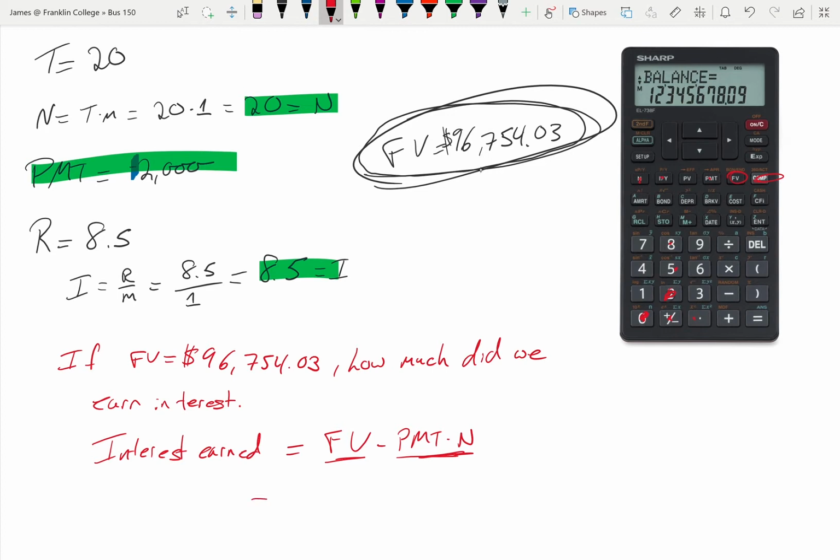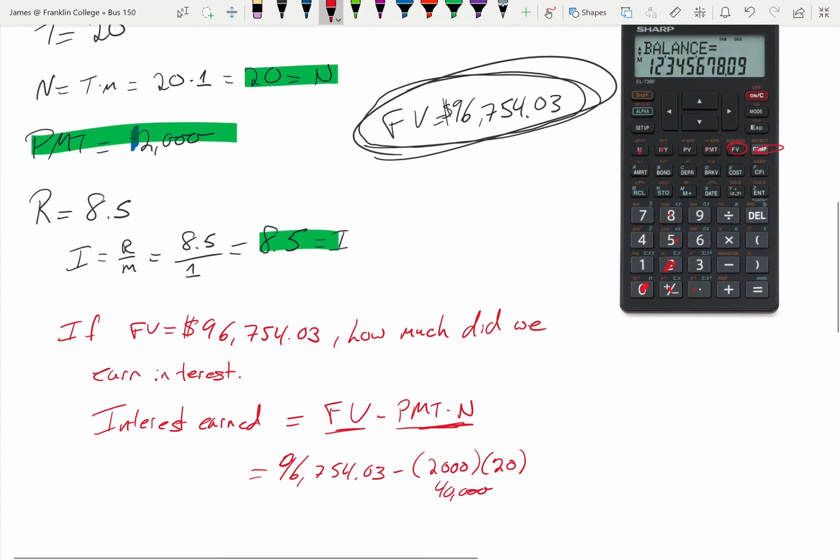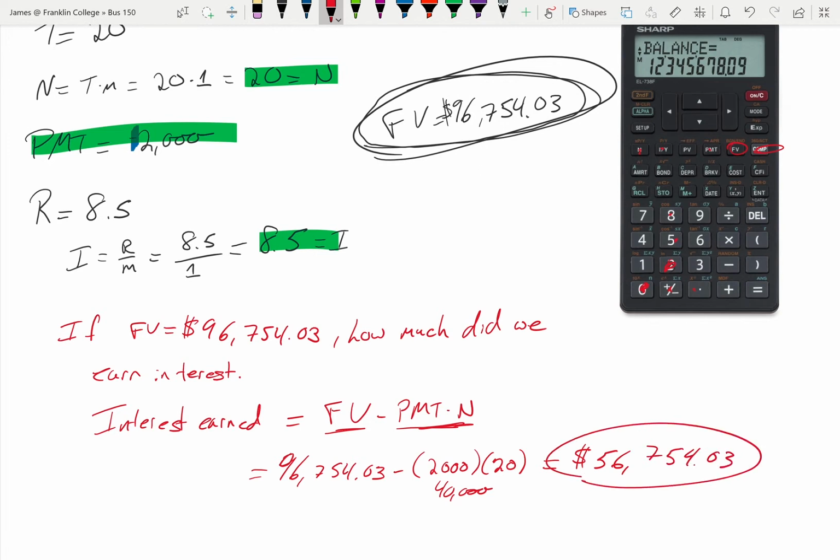So in our case, we're going to have $96,754.03 minus 2,000 times 20. So 2,000 times 20, that simply is 40,000. So 96,000 something minus 40,000 something, we are going to have $56,754.03. So this is how much money we have earned in interest.